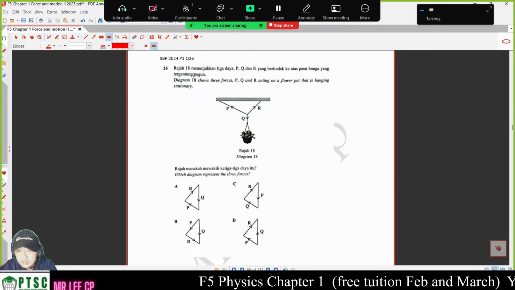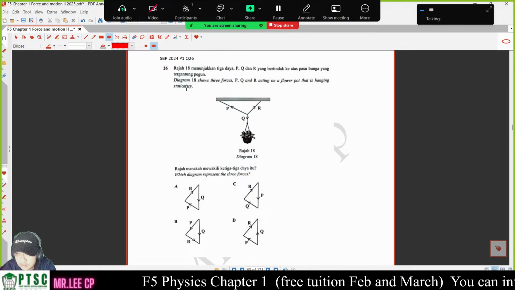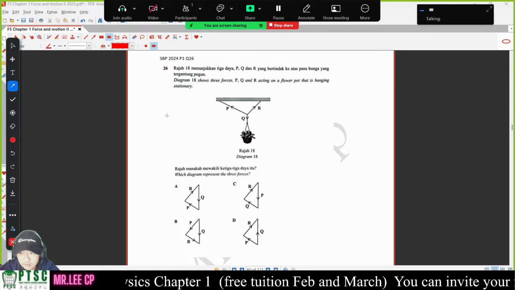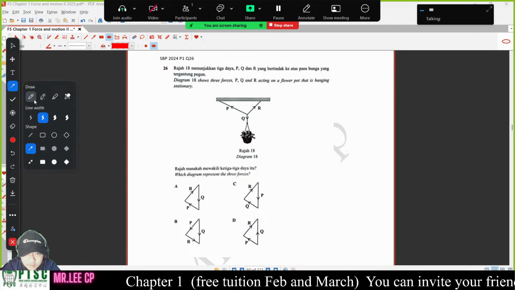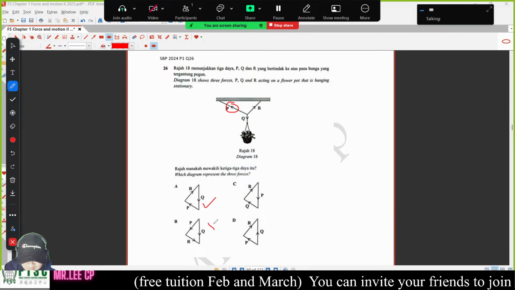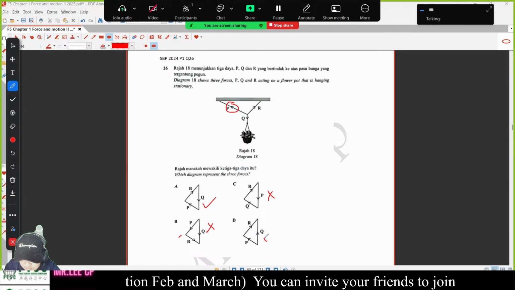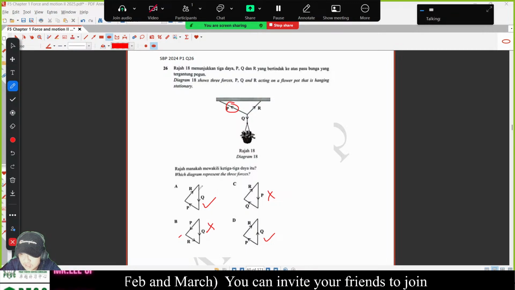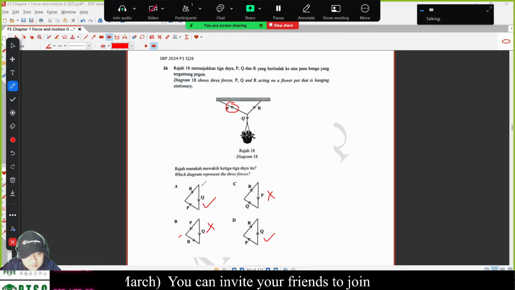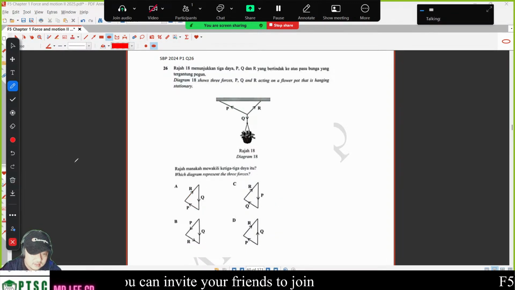Now, diagram 18 shows the three forces P, Q, R hanging here. This one hanging stationary must be in equilibrium. So we start from P. P is going this way. P is wrong, the P going down is wrong. P is going this way. Yeah, P is correct. Now Q down. Q up is wrong. So the answer is A. You see, equilibrium. The answer is A.